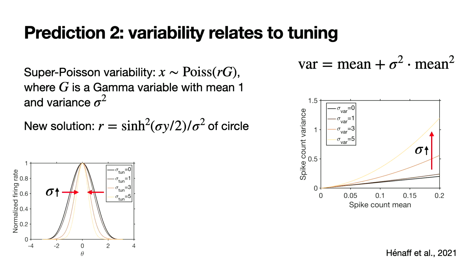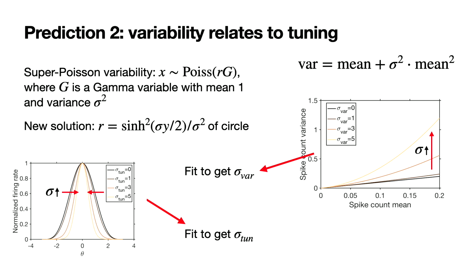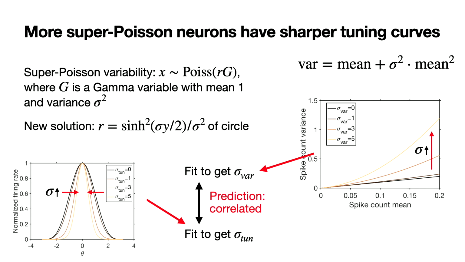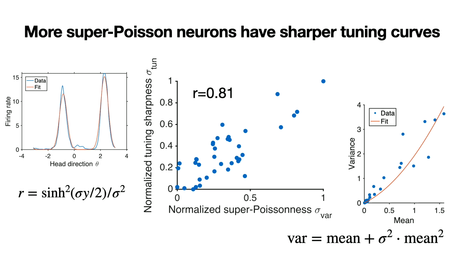And under this new noise model, the optimal solution is this new transformation of the circle. And intuitively, the effect of larger sigma becomes sharpening the tuning curve. So these two sigmas are statistically unrelated quantities of the neural response distribution, and we can independently fit the two sigmas from the two aspects of the neural response. But our theory predicts that these two statistically unrelated variables should be correlated with each other. And this is indeed the case in the neural data. So what this says is that the more super-Poisson a neuron is, the sharper its tuning curve should be.